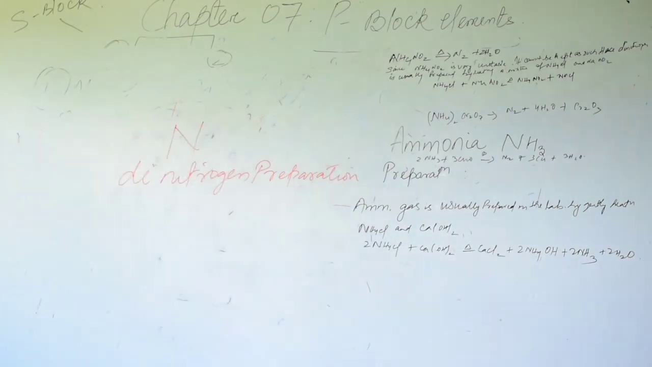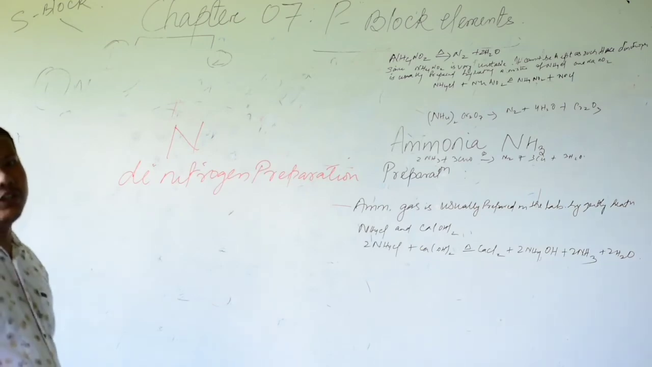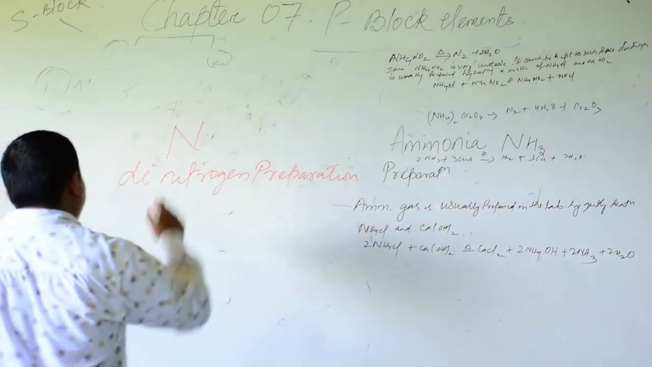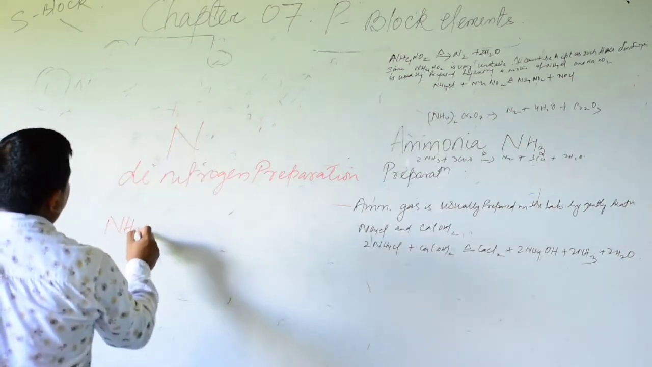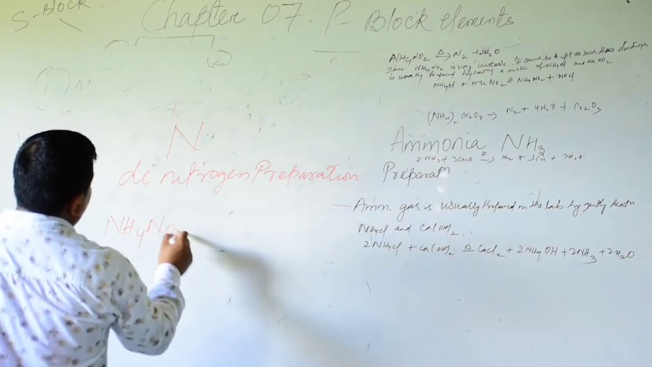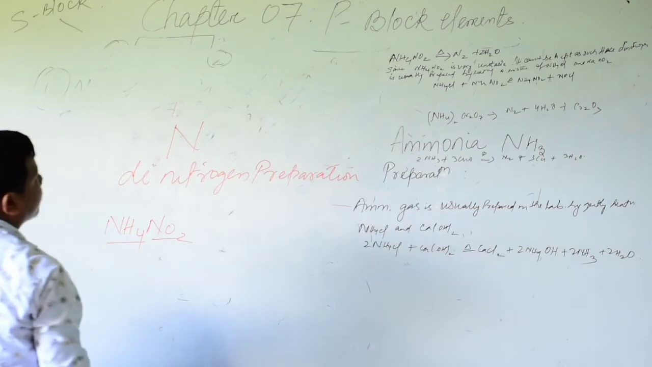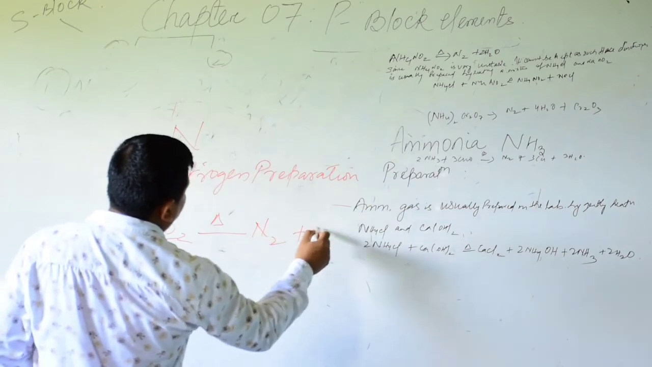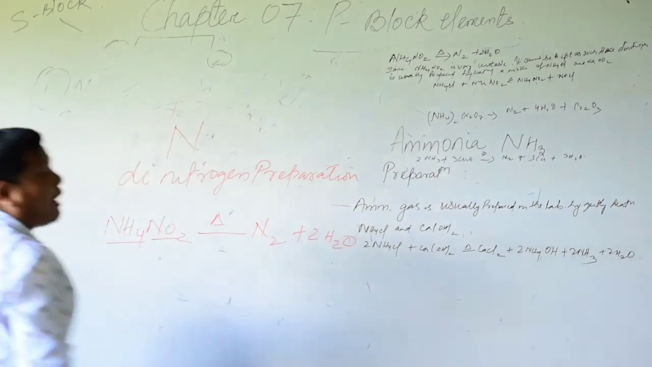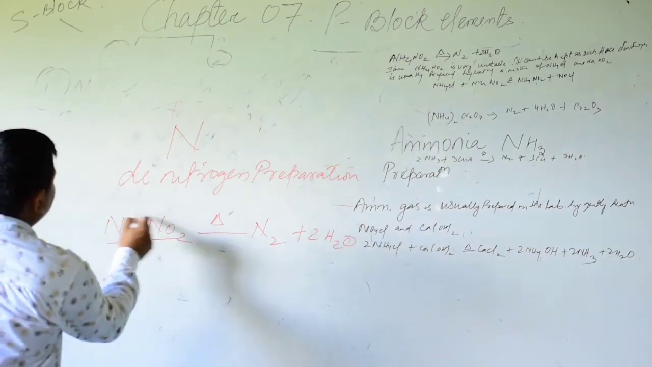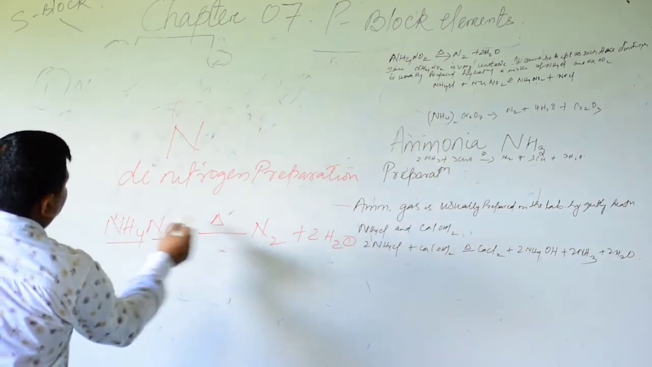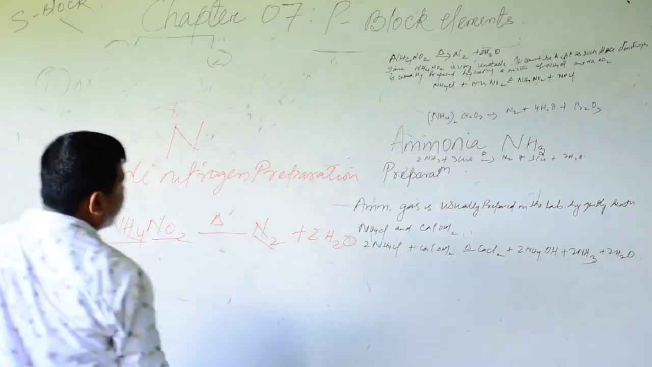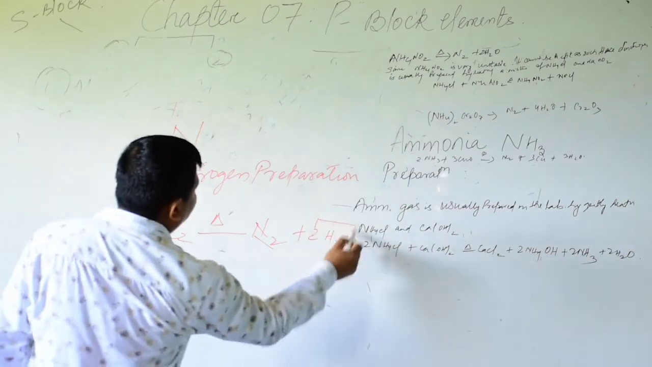First of all, dinitrogen can be prepared by heating to decompose ammonium nitrite. I will write the chemical reaction over here: NH4NO2, where NH4 is ammonium and NO2 is nitrite. This delta indicates the heating effect. Then N2 plus 2H2O. It is already balanced: N is 2, N2 on the product side, H is 4, 2 into 2 is 4, O is 2.